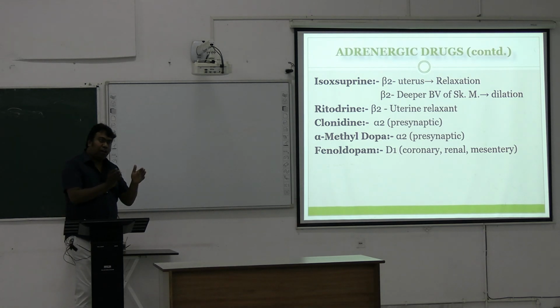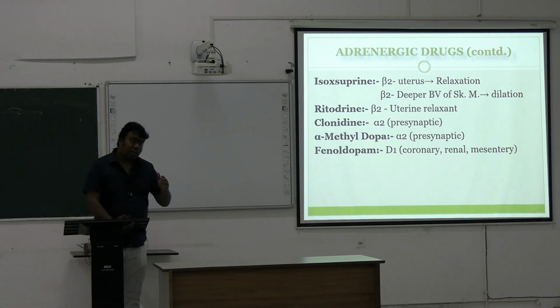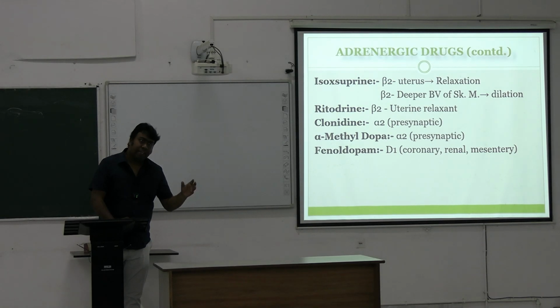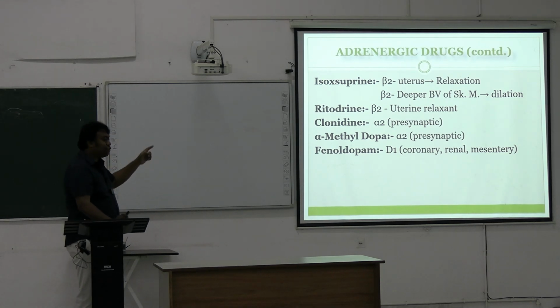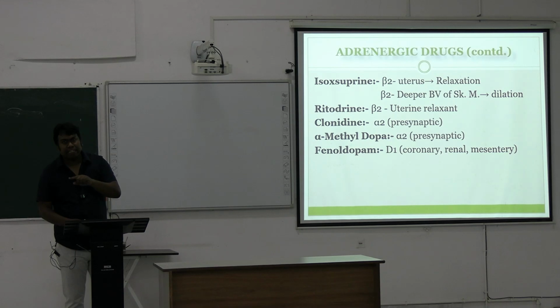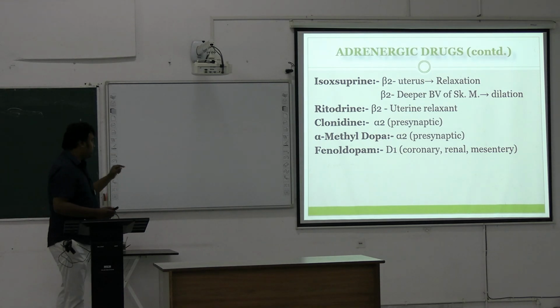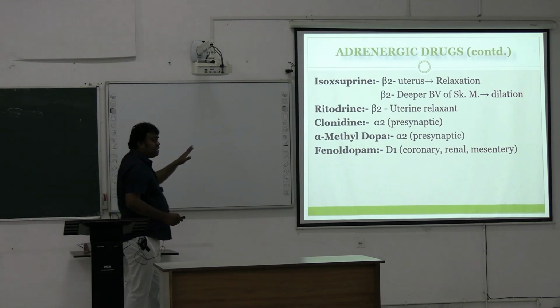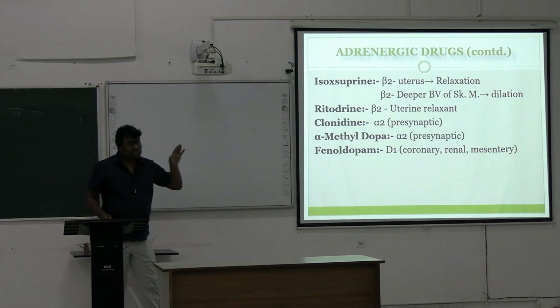So beta 2 agonists are salbutamol and terbutaline. They are more specific for the beta 2 receptors present in the tracheobronchial tree, whereas ritodrine and isoxsuprine are more specific for the beta 2 receptors present in the uterus. Very good. Now clonidine. Clonidine stimulates alpha 2.